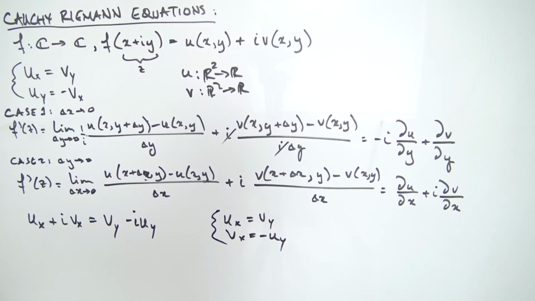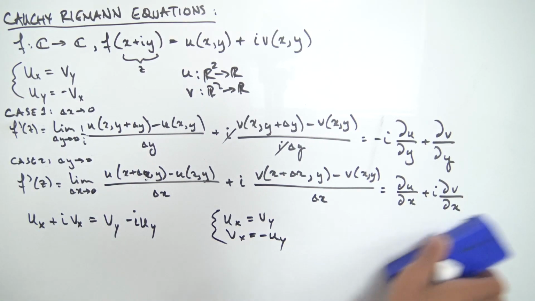So if our function satisfies these equations, that means it's going to be differentiable at that specific point that we choose. And we're going to do a bit of an example now.